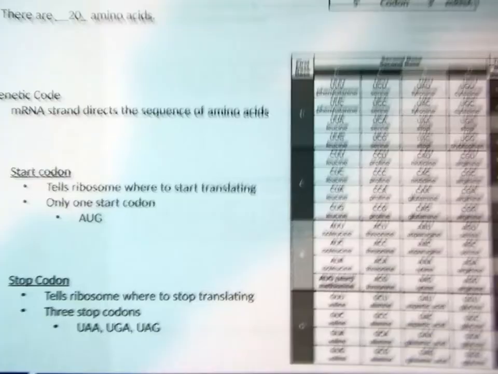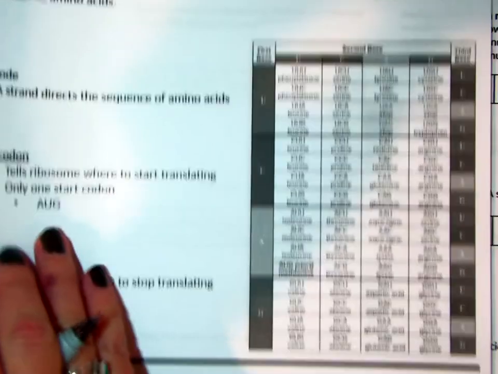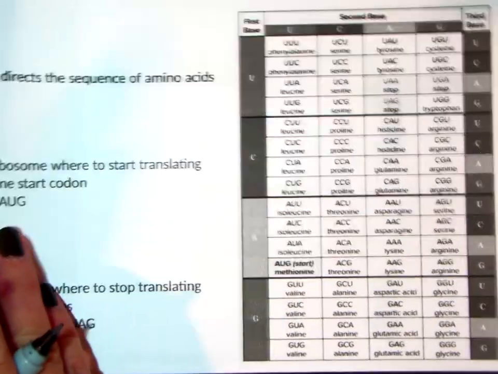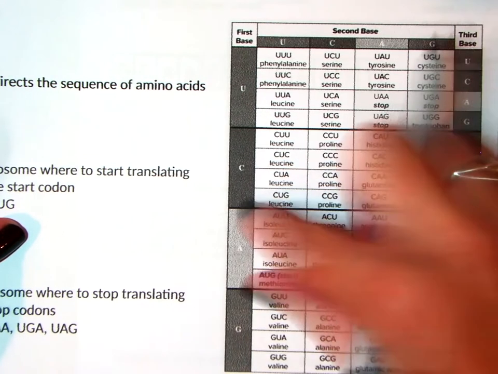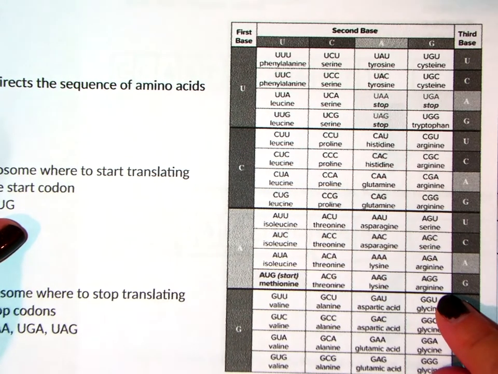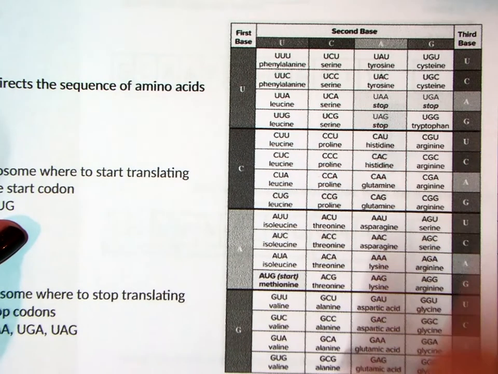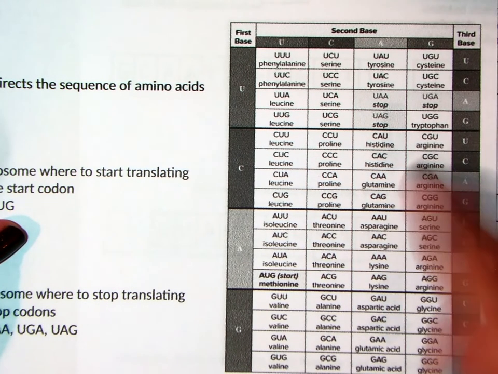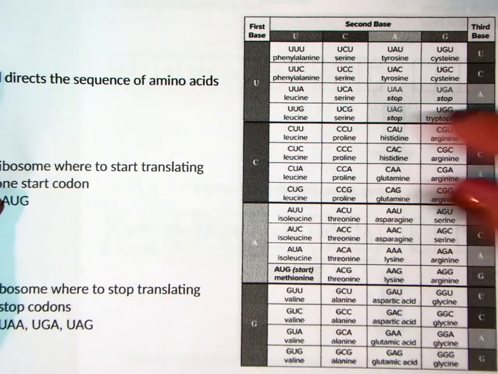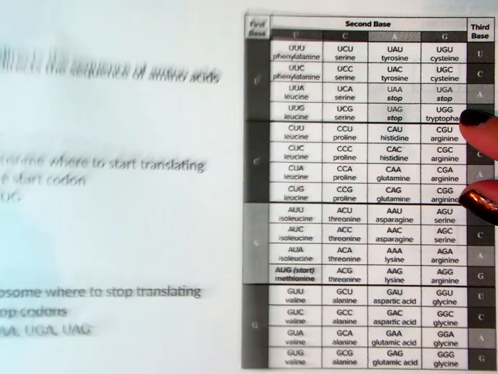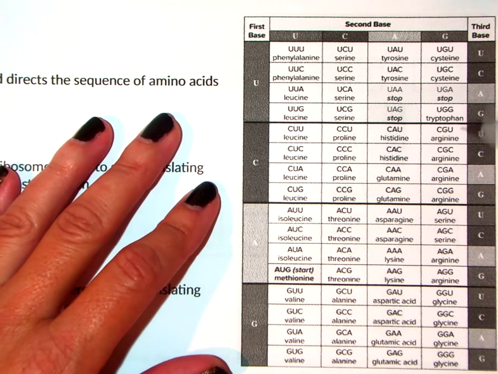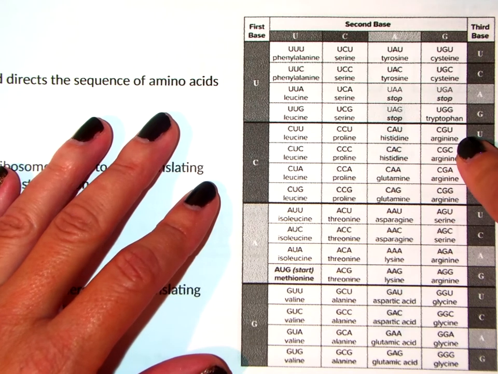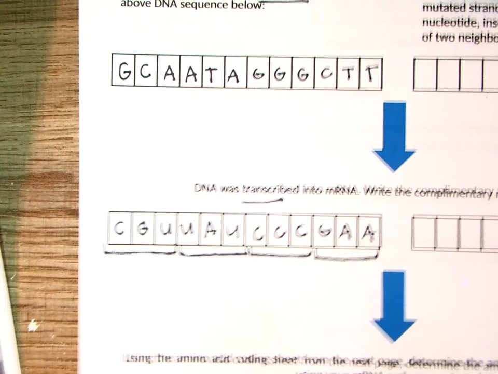So there's an easy way to use these tables. It gives you the line for the first base. So then that'll narrow it down to one of these 3 sections. And then the second base will narrow it down even further. And then the third base will give you what you're looking for. So we're looking for C. So that's going to be somewhere in here. And then G is going to be somewhere in here. And then U, so this is arginine.